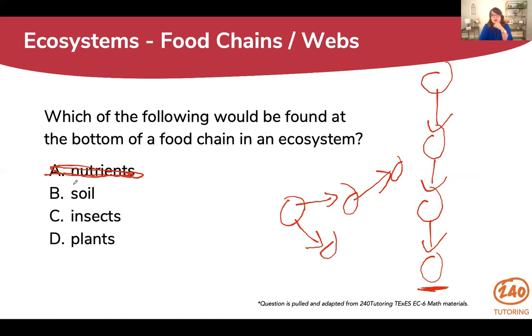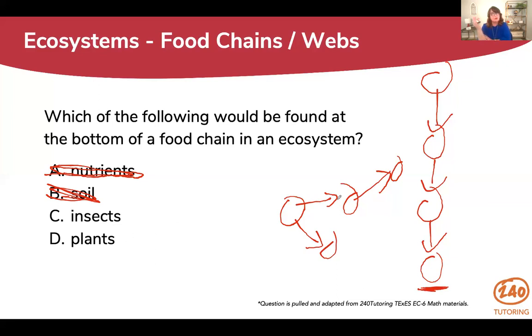Soil is another tricky thing. We think, oh, that's really small too. Well, soil is also not a living organism. It exists around living organisms, but it itself is not living. Soil itself is not living. So it cannot be part of the food chain. Well, now we've got it narrowed down to 2 things. So we've got a 50-50 chance of getting it right. So let's talk about these.